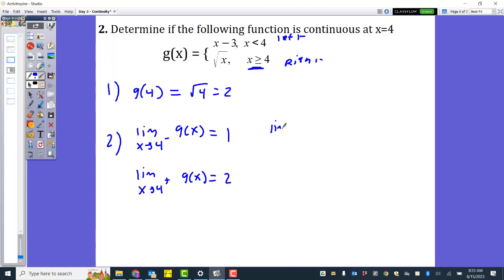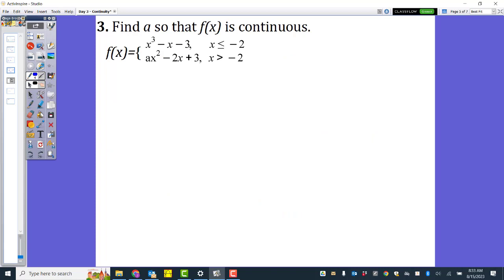In this case, the limit as x approaches 4 from the left of g of x is not equal to the limit as x approaches 4 from the right of g of x. So it is not continuous. We do not have to keep checking. Once we reach not continuous, we don't have to check anything else. Okay?